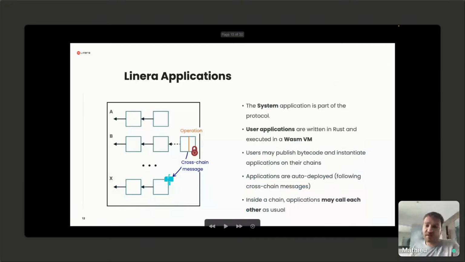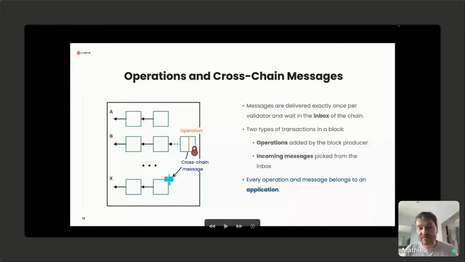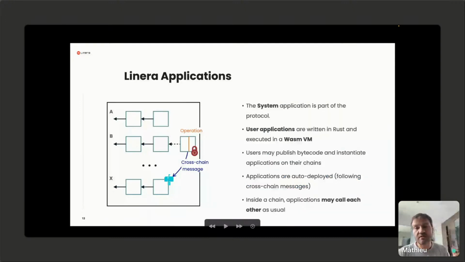There are 2 kinds of applications. There's the system application that is programmed in Rust and is sort of part of the protocol, and there are user applications that are written in Rust and executed in the WebAssembly VM. And of course, in the future, we could also support other languages, but at the moment, it's applications that are written in Rust.